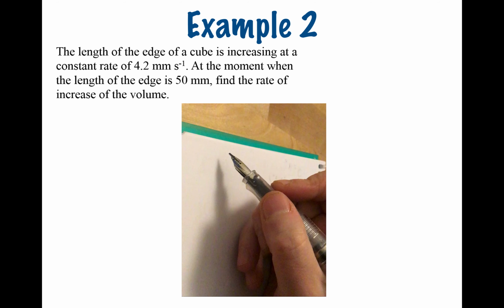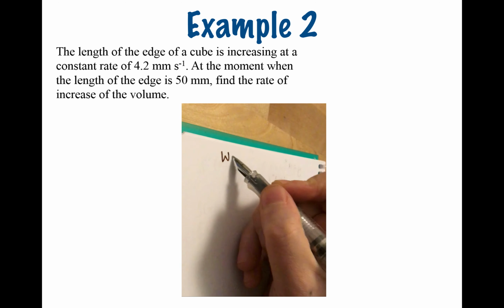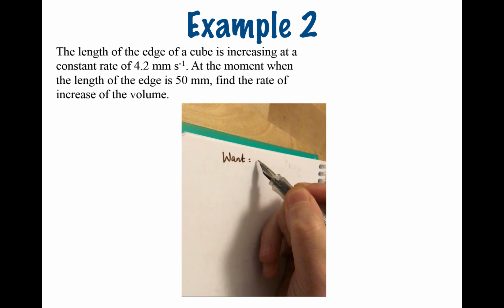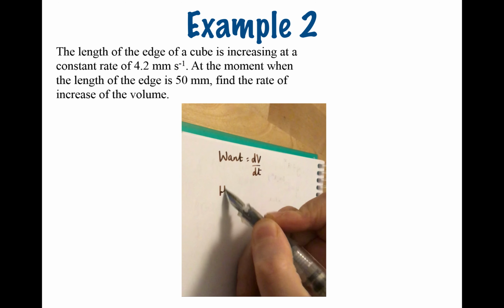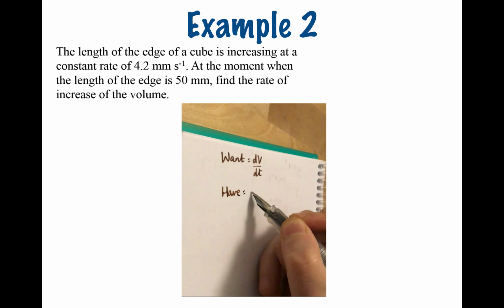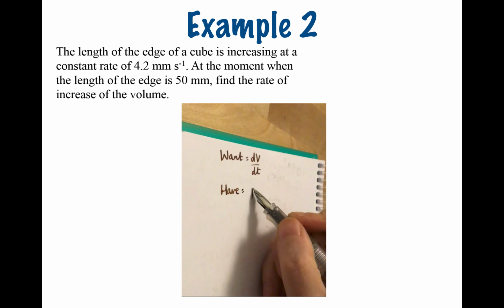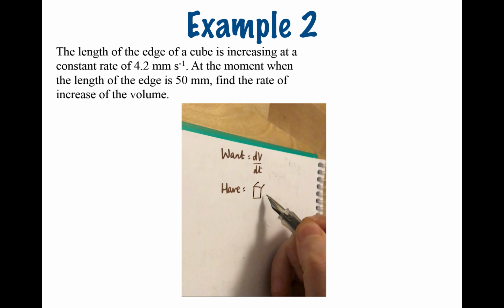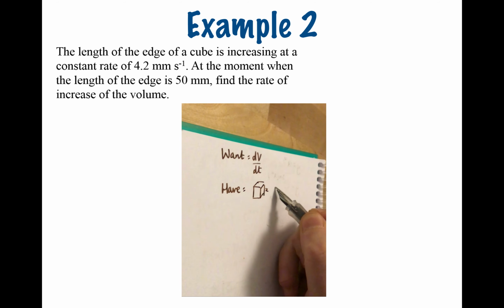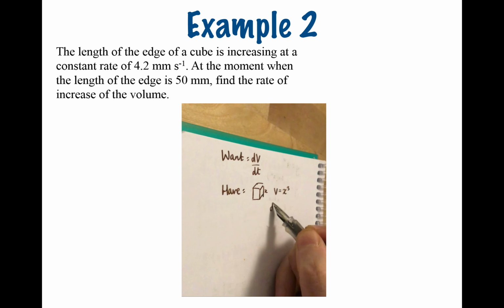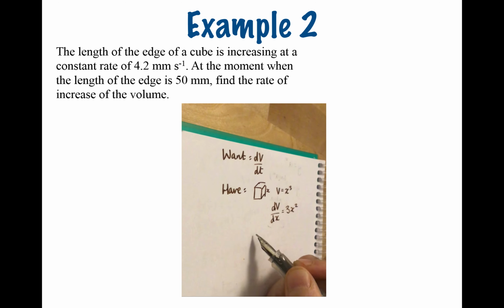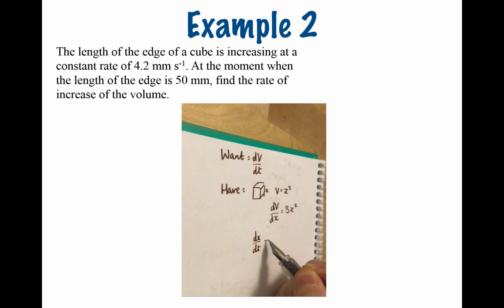Example 2, very similar, but we've got a cube instead. So I'm going to write down what I want, which is the rate of increase of the volume of the cube. So I want dV by dt this time. And I'm going to try and take those words that I've been given and turn them into information about maths. So I know that I'm interested in length of edge of cube, and I know that I'm interested in volume, so I'm going to try and write a formula that connects volume to the length of the edge. And then if I see it and I can differentiate it, I differentiate it. So I've got dV by dx there. I'm also told that dx by dt is 4.2.